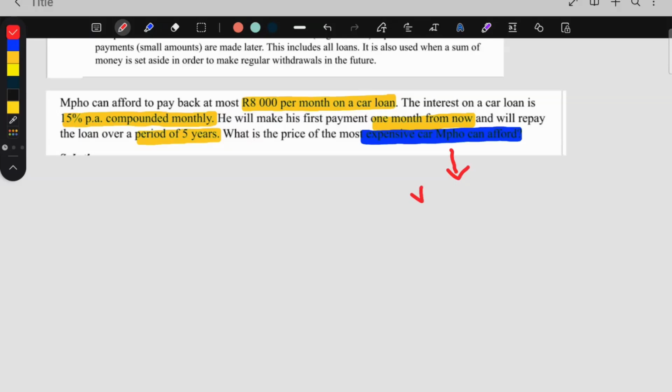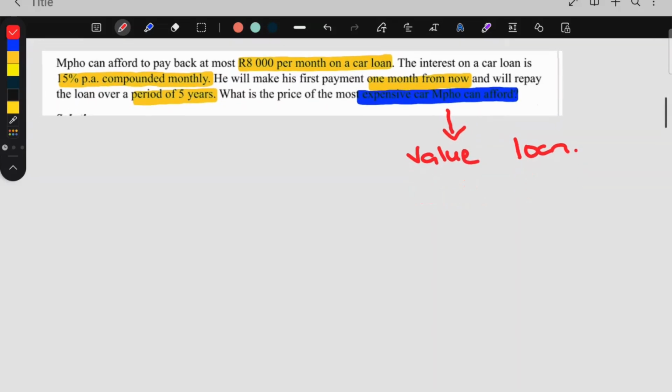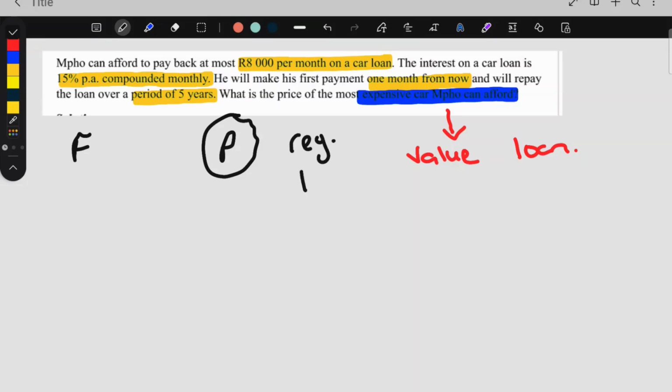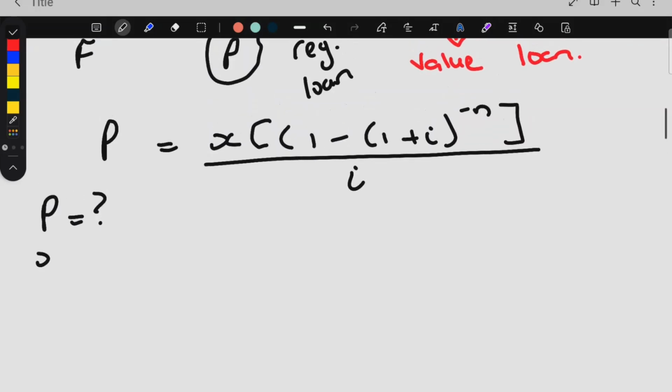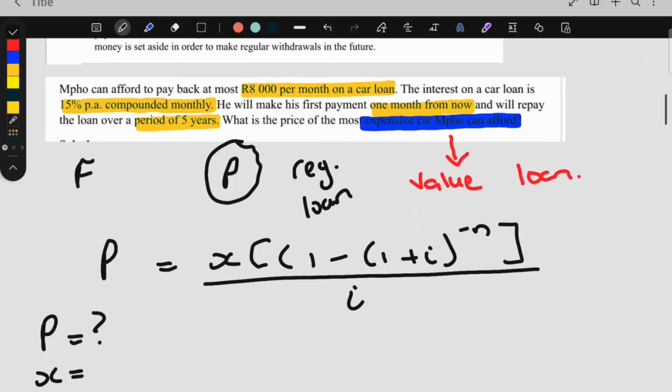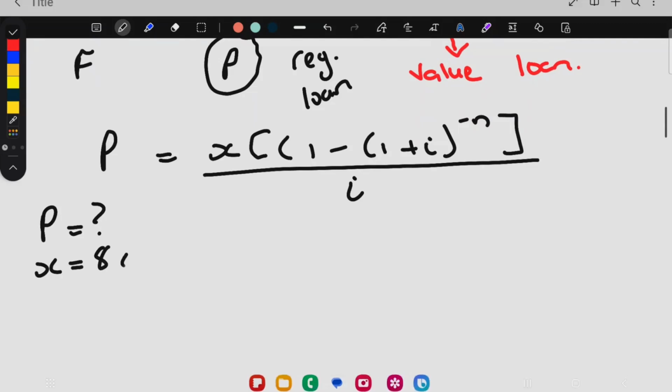So what is the value of the loan that he can take out based on the information that they gave you? Okay, so first thing, you ask yourself the first question. Am I using the F formula or the P formula? I am using the P formula because I am making regular payments and this is for a loan. So I'm going to write my formula down. So P is the value of the loan. I don't know what the value of the loan can be. X is the monthly payment. And if I look at my question, X is this 8,000 Rand per month. So I'm going to make my X 8,000.